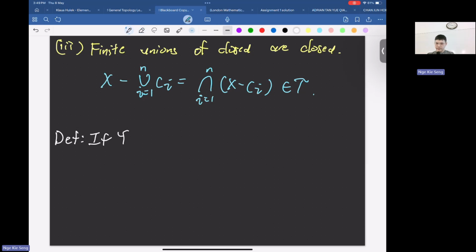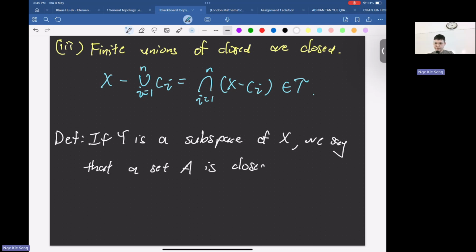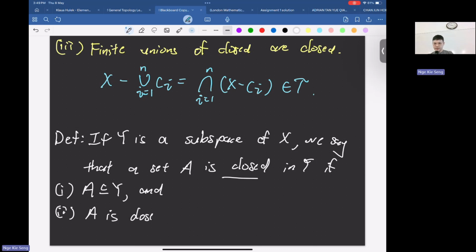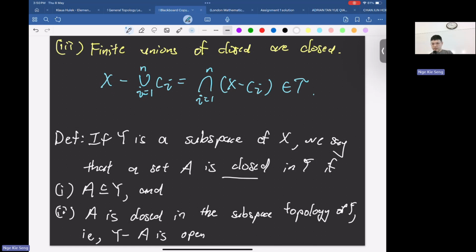Let's define subspace topology for closed topology also. If Y is a subspace of X, we say that a set A is closed in Y if A is a subset of Y and A is closed in the subspace topology of Y, that is, Y minus A is open in Y.